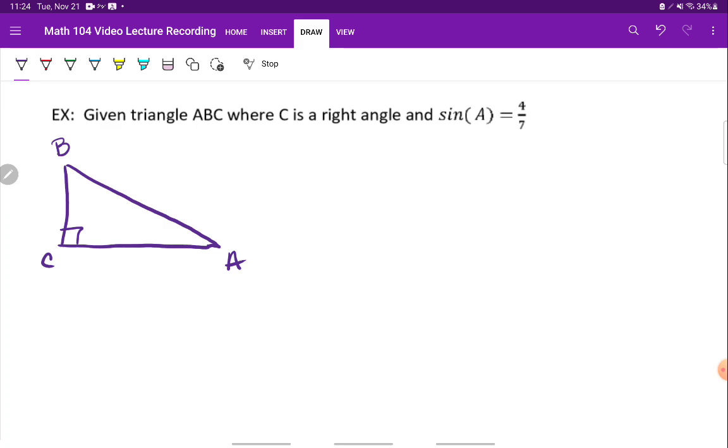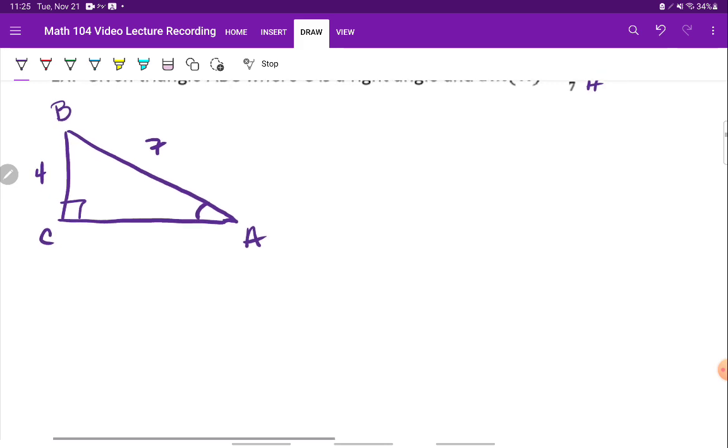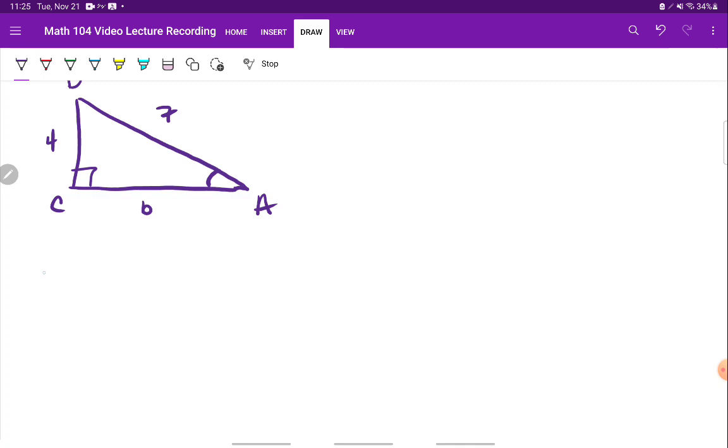Alright, so sine of angle A is equal to 4/7, and sine is opposite over hypotenuse. So this will be 4 and this will be 7. We'll do the Pythagorean theorem to find our missing side. I'll call it little b because it's across from angle B. 7 squared is going to be equal to 4 squared plus b squared. 49 is 16 plus b squared.